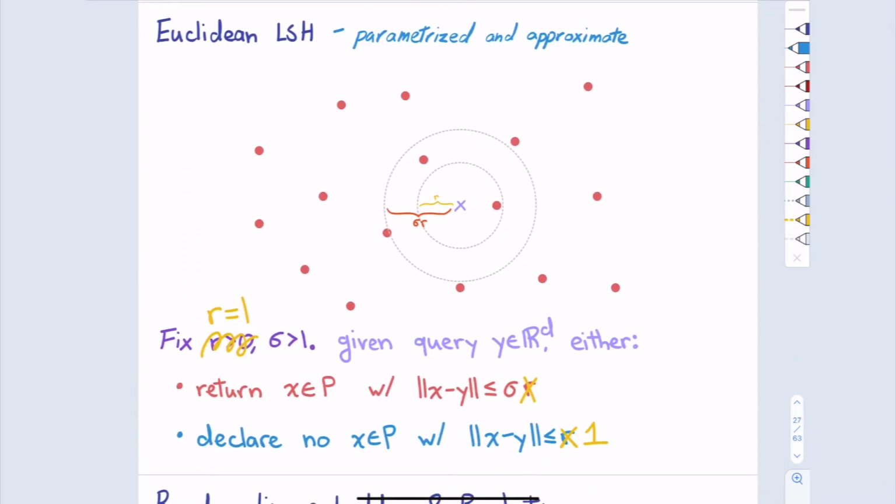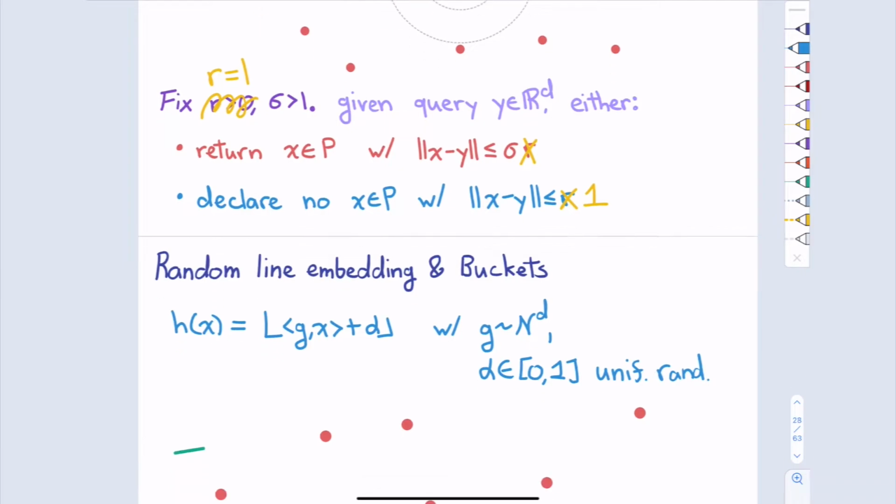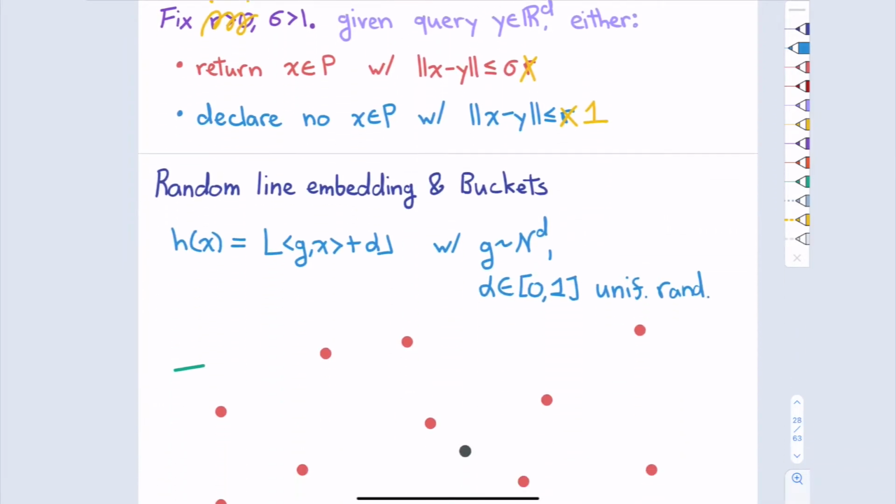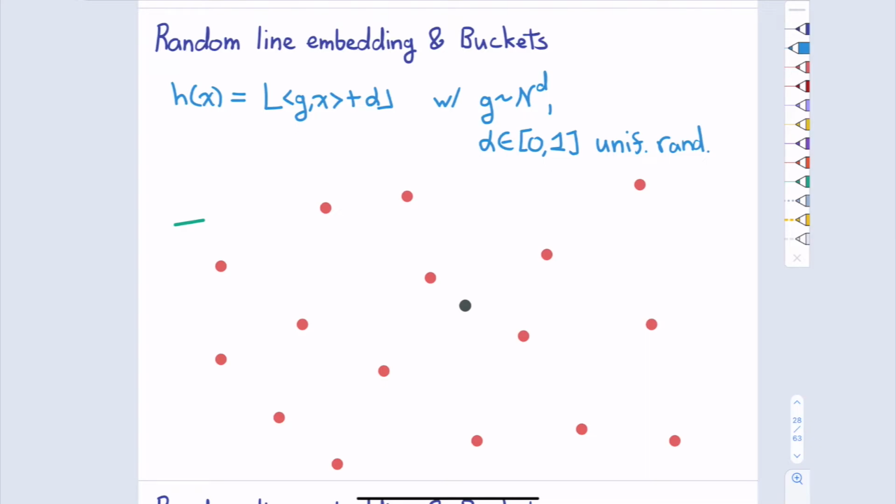Now, the data structure we'll develop is going to be scale invariant, so it's easier to just assume that the R we're working with is 1. Okay, so I just want to know some things within distance 1 or distance sigma. Okay, so here's the hash function we're going to look at. Again, we're going to use Gaussians. It's going to be a randomized line embedding. Okay, so I'm going to first sample one Gaussian from the high dimensional space uniformly at random.